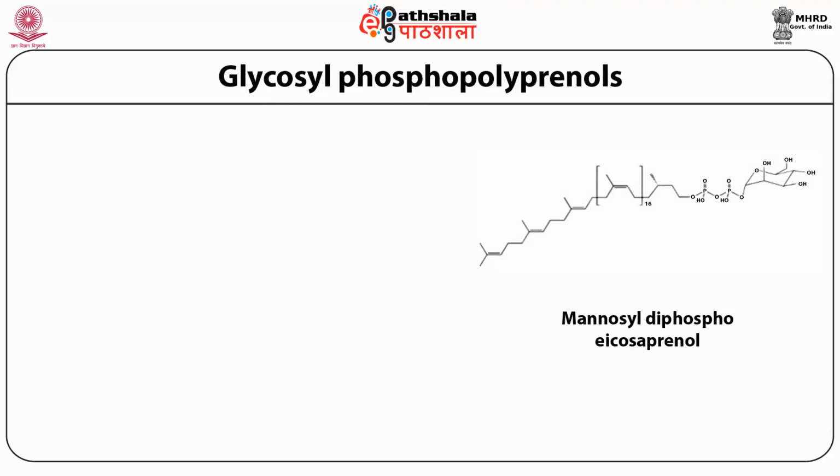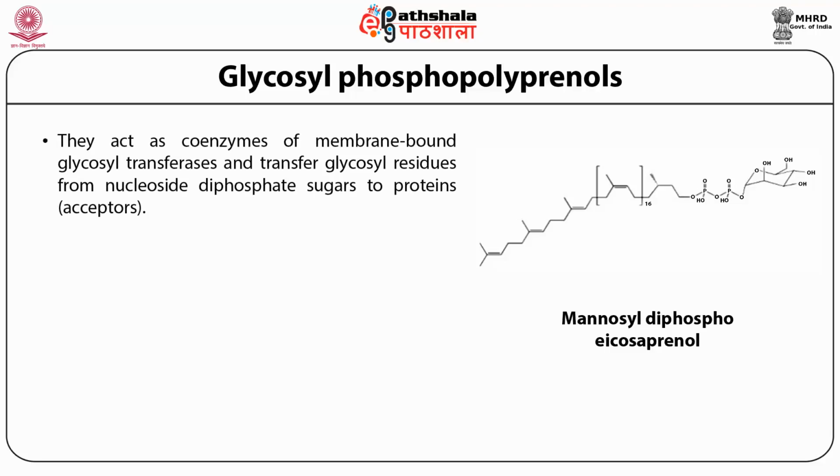Another important prenyl glycosides are glycosyl phosphopolyprenols, and these phosphopolyprenols with a carbohydrate moiety act as coenzymes of membrane bound glycosyl transferases, which transfer glycosyl residues from the nucleoside diphosphate sugars to proteins, which act as acceptors.